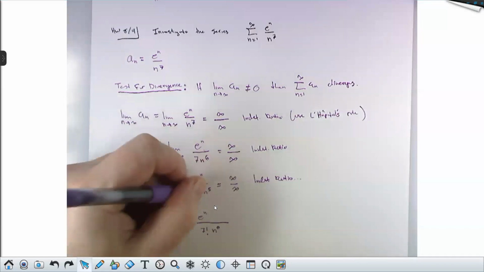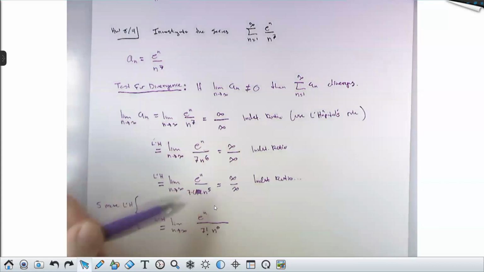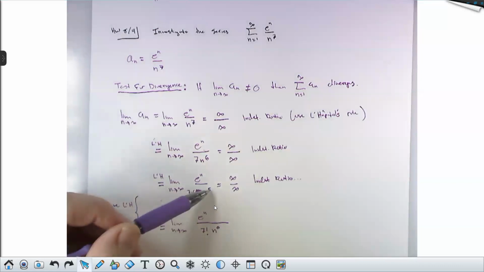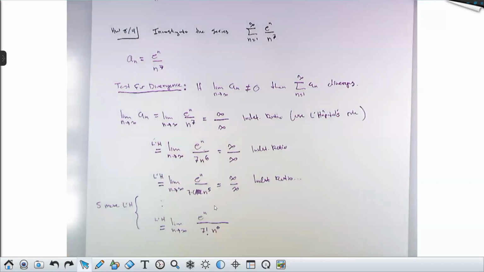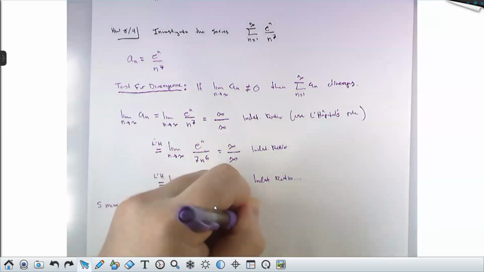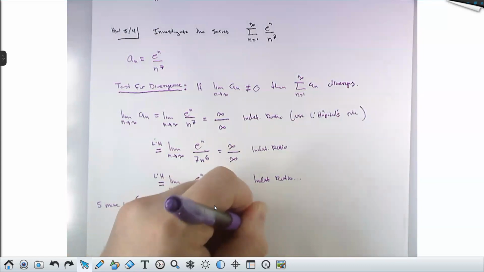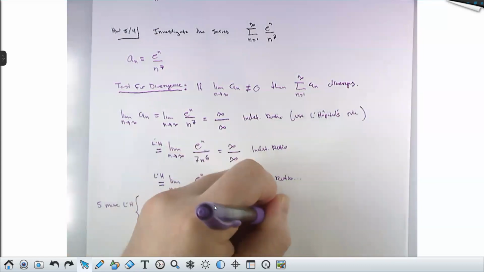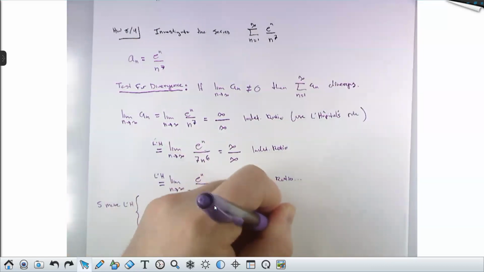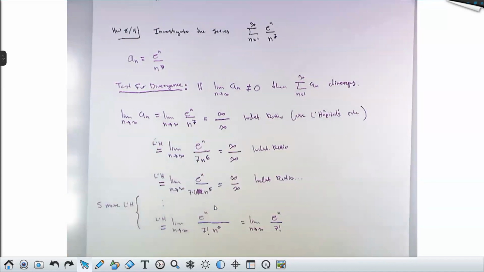Maybe instead of 42, I should write this as 7 times 6 to help you see it. So the next one would be 7 times 6 times 5 n to the 4. And after you differentiate that bottom 5 more times, you'll have 7 times 6 times 5 times 4 times 3 times 2 times 1, which is 7 factorial. So this is the limit as n goes to infinity of e to the n over 7 factorial. And 7 factorial is just a number.